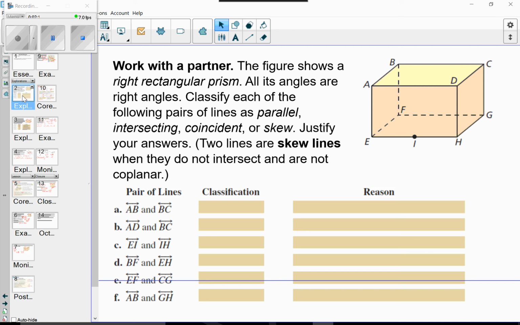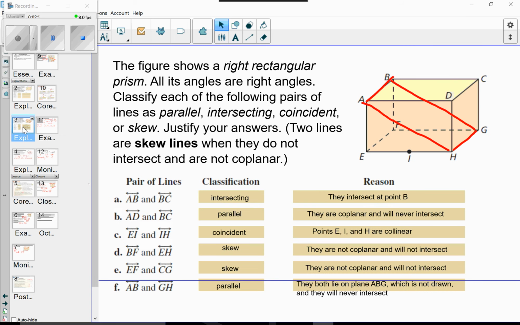Okay, now that you're back, let's go ahead and check and see how you did. So if I look at the next page here, the answer page, you can see that line AB and line BC are intersecting, and they intersect at point B. So two lines, if they do intersect, will always intersect at a point. The next one, AD and BC, those two are parallel. Lines are parallel if they will never intersect, and they are coplanar. They're on the same plane.